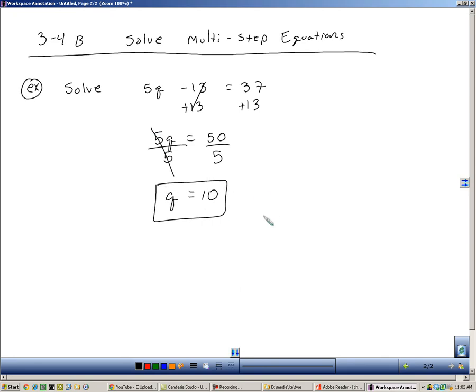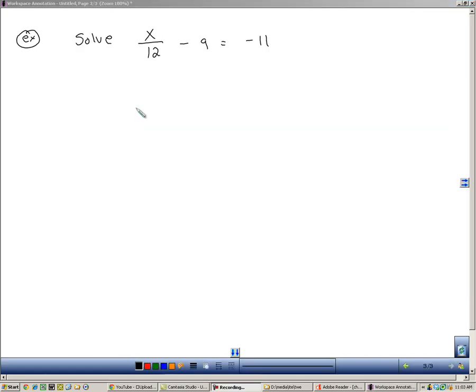So that's an example of solving a multi-step equation. There's two steps actually here, and we did it by working backwards, dealing with addition and subtraction first, then multiplication and division. Here's another multi-step equation to solve.